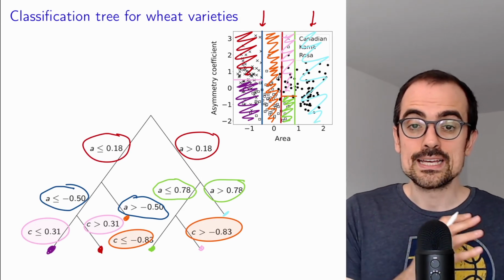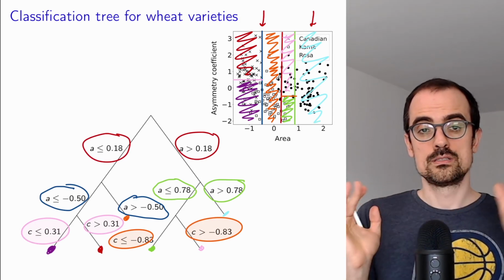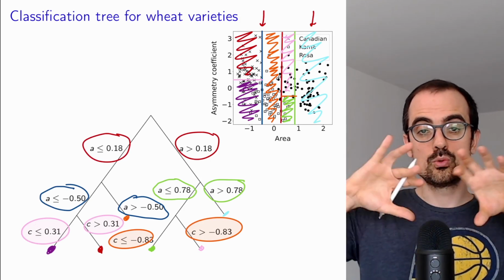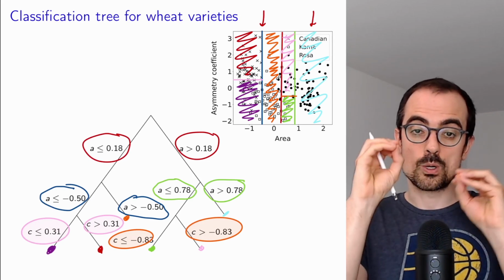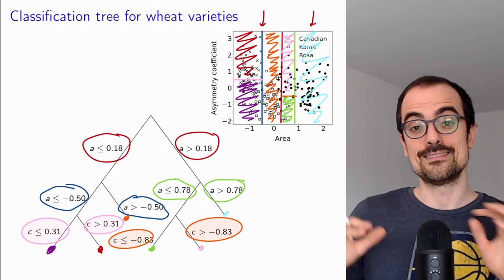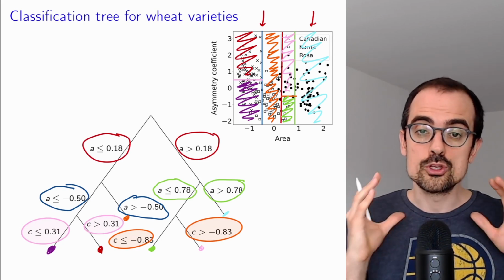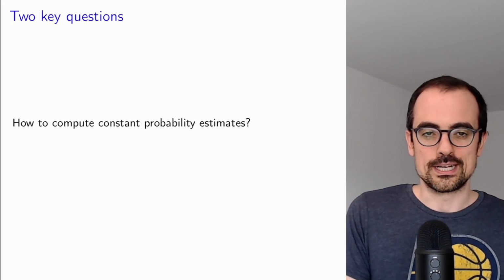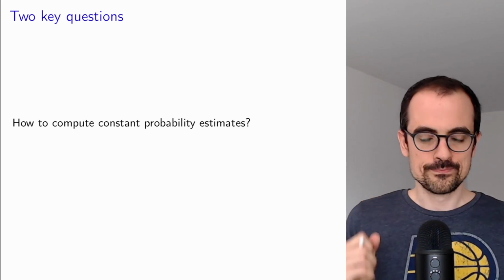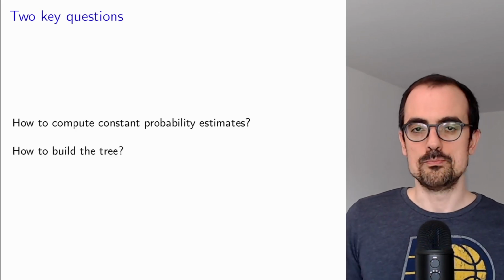So our binary tree cuts up the feature space into disjoint regions that cover all of it. And now we're going to assign probabilities within each region. And then later on, I'm going to tell you how you learn the tree from data. So there are two key questions that I just kind of said: how to compute the constant probabilities within each region and how to build the tree.